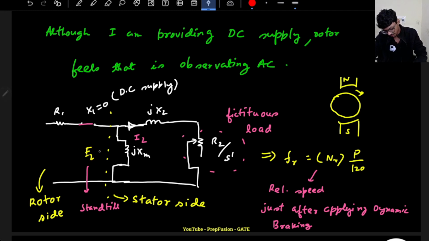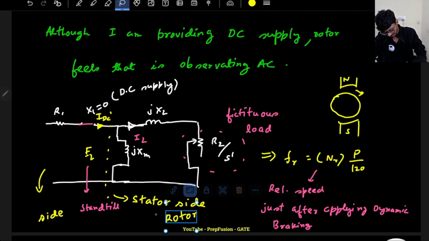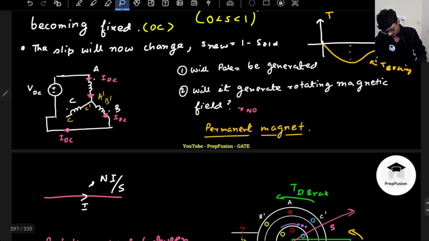So one thing I know is, okay, this is I2, right? Now remember, what will be the DC current that the stator side will provide? Electrically they are not connected, there is an air gap. Sorry, I have written it opposite. This is the stator side, this is the rotor side. I'm really sorry. Stator side, rotor side.